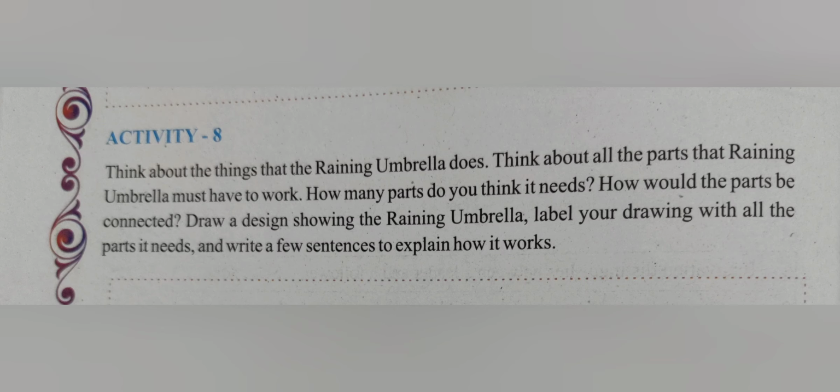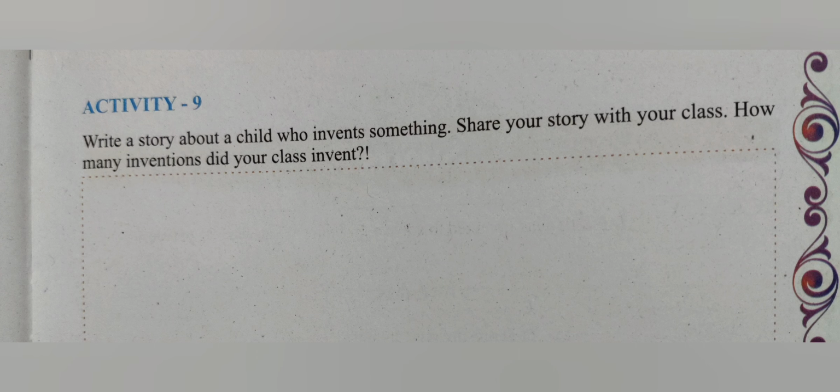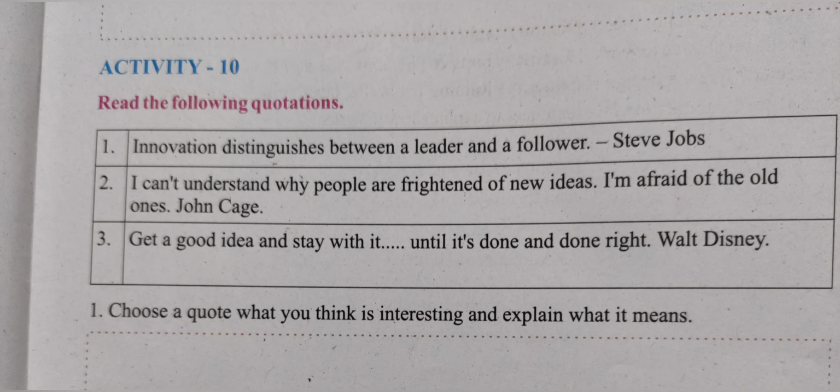Now activities 8, 9 and 10, you have to do by yourself. In activity 8, you have to write about the raining umbrella, like how many parts you think it needs, how the parts would be connected, etc. In activity 9, write a story about a child who invents something. Share your story with your class. How many inventions did your class invent? Activity 10: read the following quotations, choose a quote that you think is interesting, and explain what it means.